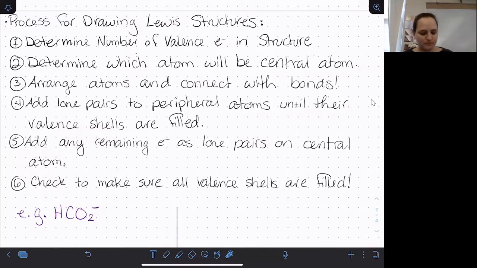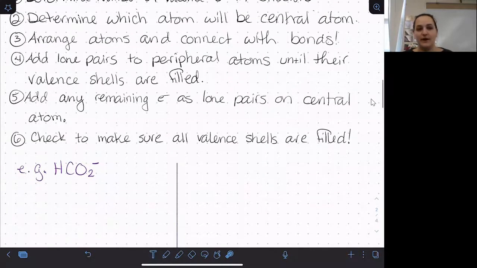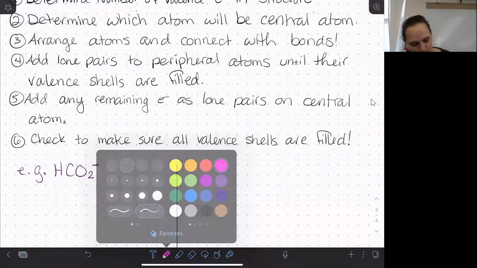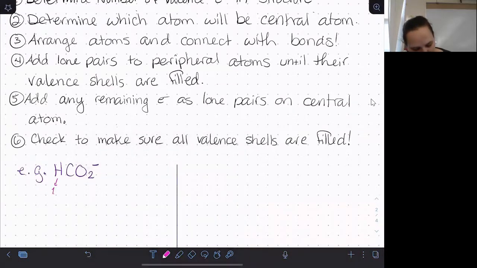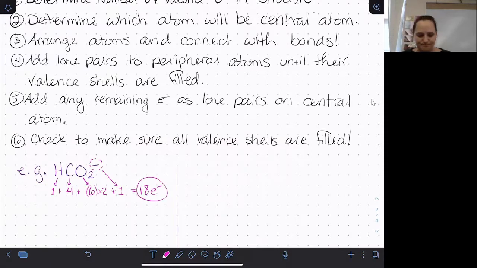So our first step is going to be figuring out our number of valence electrons. Hydrogen is in group 1, so that is going to bring 1 electron. Carbon is in group 4. Oxygen is in group 6, and there are 2 of those. And then don't forget about this negative charge, it's going to add 1 extra electron. So altogether, this gives us a total of 6 times 2 is 12, plus 4 is 16, 17, 18 electrons that we are going to need to represent in our structure.